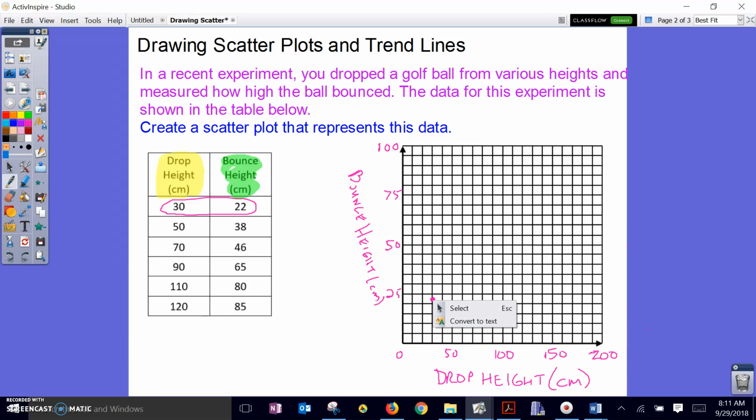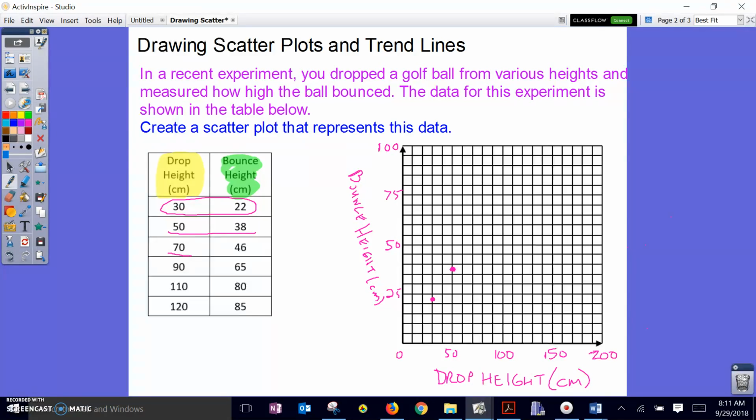And since 22 is between two blocks, I have to kind of estimate where 22 is. 30 falls right on the grid line, so that'll work out nice and easy for us. All right, the next point, 50, 38. So I go over to 50, I go up to 38, which is a little bit below 40, and a little bit above 35.